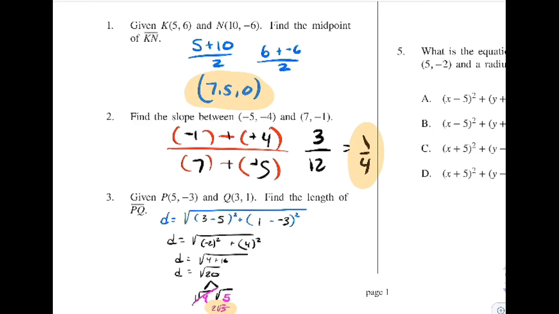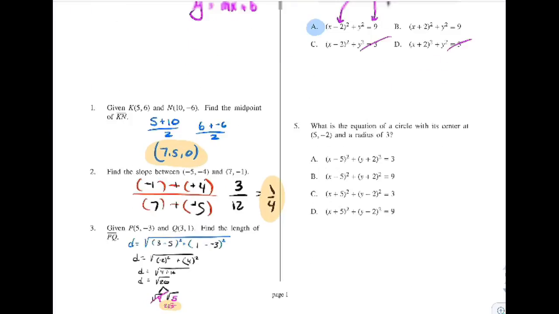So we have a midpoint for number 1, slope for number 2, distance for number 3, which you could also graph and do the Pythagorean theorem and find the hypotenuse. Pause the video anytime you need to.